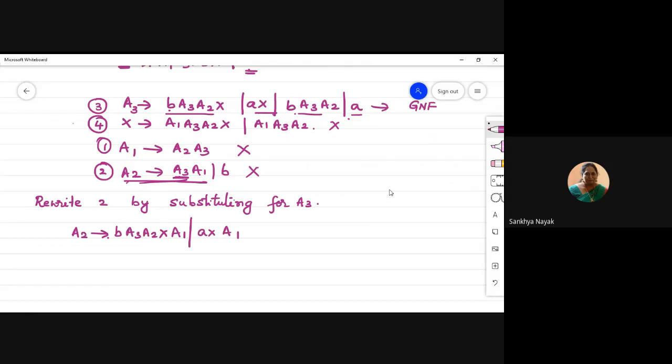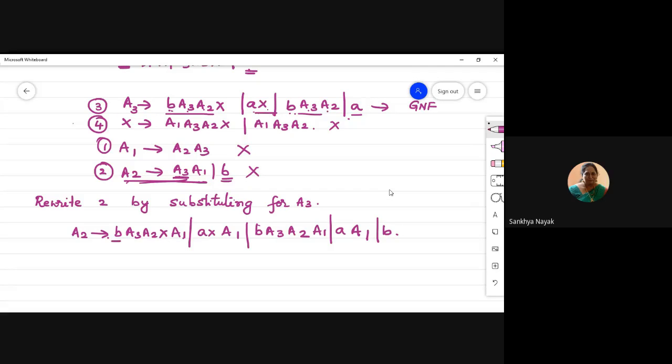Something is missing, no? We are substituting for A3 and A2. Yeah, B A3 A2 and X, correct. After that, A1, yes, AX A1. After this, B A3 A2, B A3 A2, and what is left here? A1. Similarly, A1, correct? So these are the terms we have, and B I am going to copy as it is.